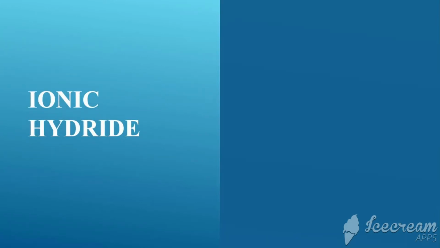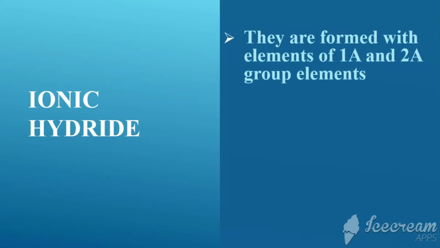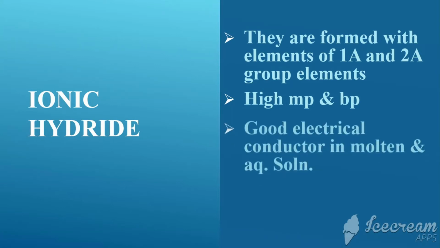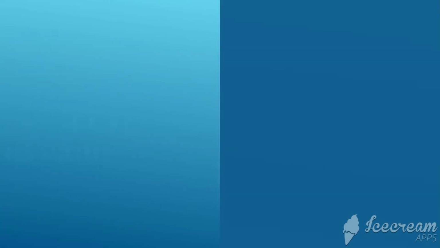Ionic hydride. What are ionic hydrides? As you know, ionic hydrides are only found with first A group and second A group elements. When hydrogen is making a bond with sodium, sodium hydride, or with magnesium, MgH2, that means when they are forming a bond with first A and second A group, they are ionic hydrides. Ionic hydrides are ionic solids, so they have high melting point, boiling point, and are good electrical conductors in molten and aqueous solution.